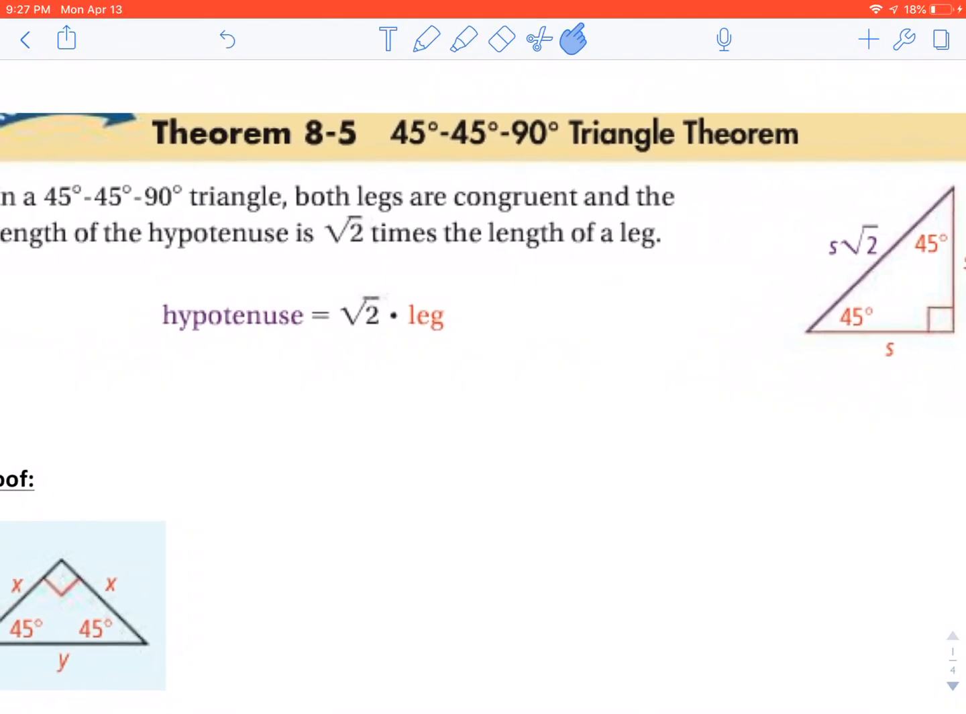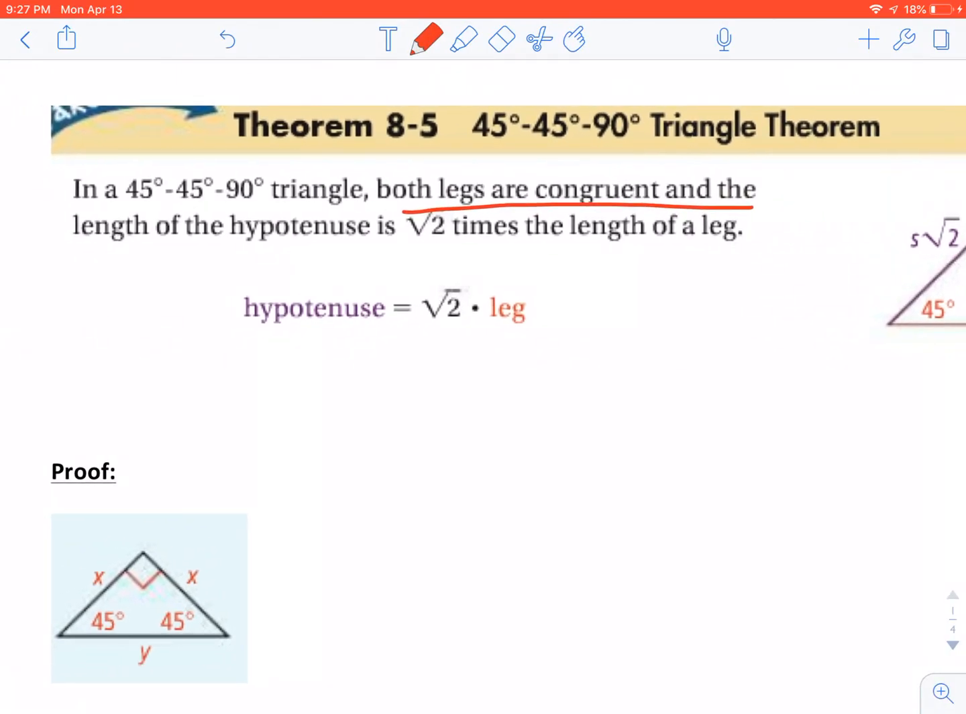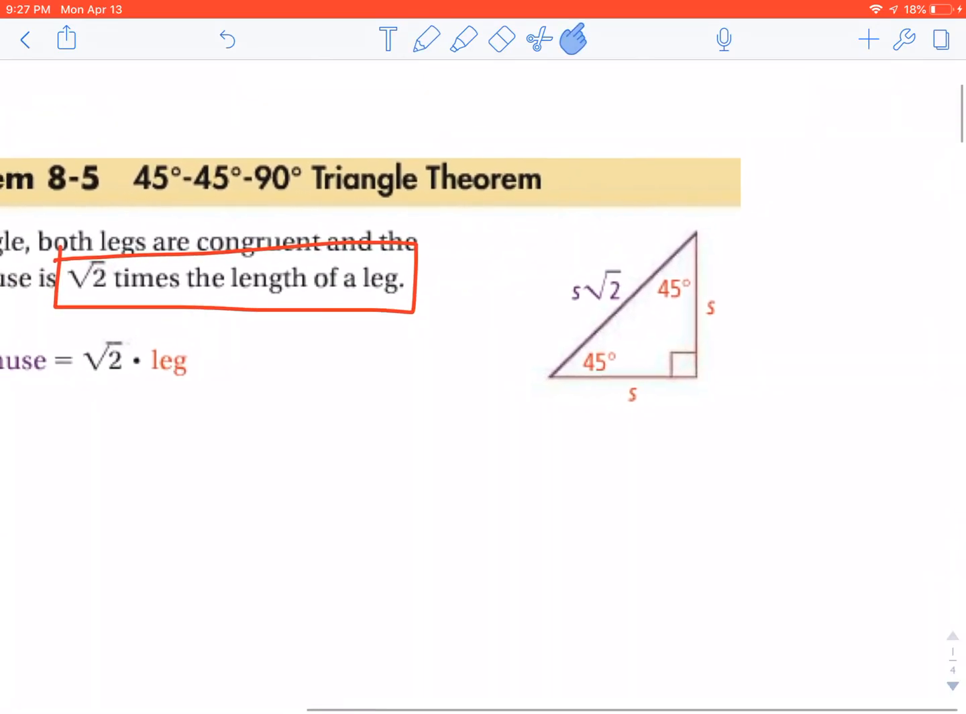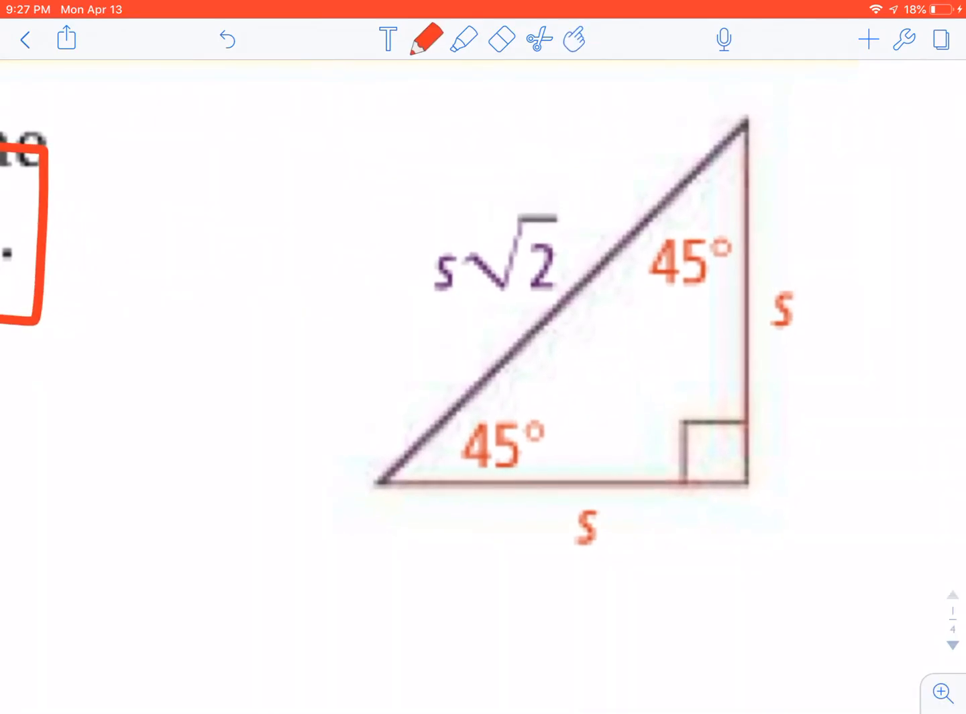Nevertheless, obviously both legs are congruent, and the length of the hypotenuse, this is where it gets important, the length of the hypotenuse is radical 2 times the length of the leg. So, your abstract example here is if this side length is S, that means that side length is also S. The hypotenuse, which is going to be opposite or across from your 90-degree angle, is going to be the length of the leg, which was S, times radical 2.